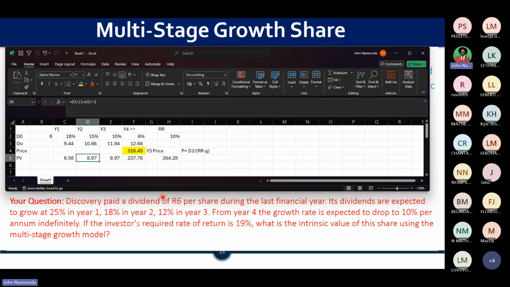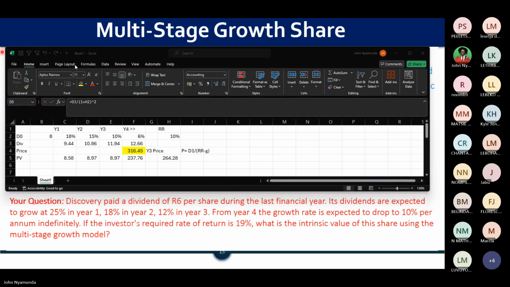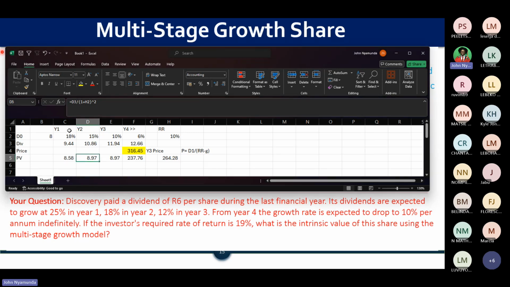When you find your D1, can you please go to cell C3? Cell C3. So cell C3, we are growing the D1. Remember this one is D0. Actually, yeah, I was supposed to say D0.